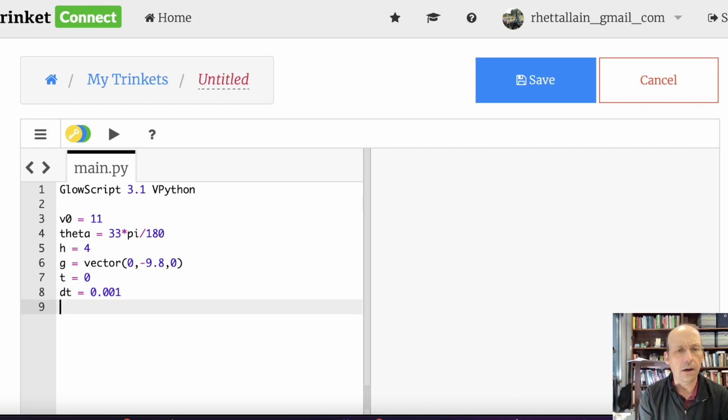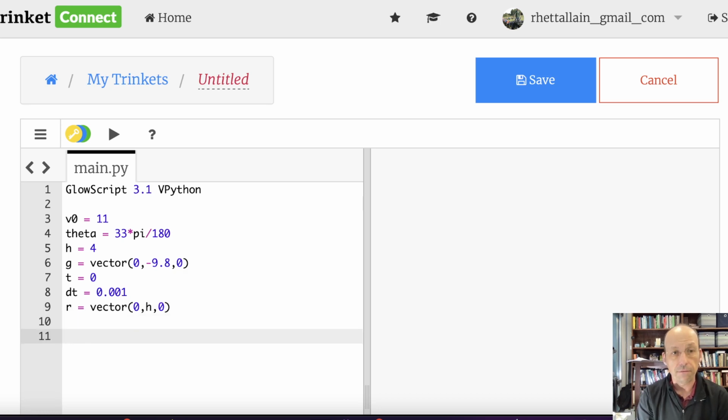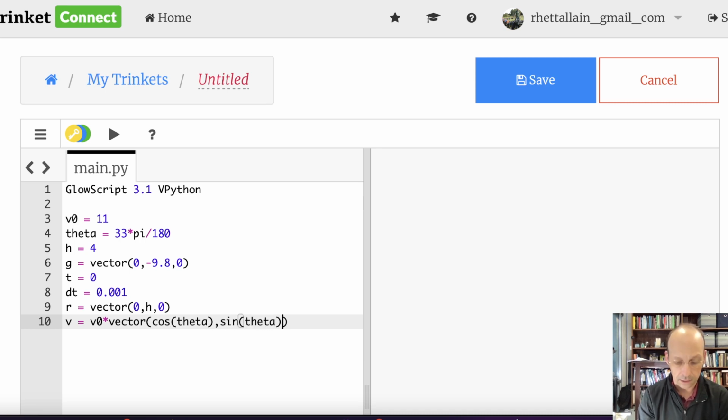Okay, let's say r is my initial position. It's going to be vector 0, h, 0. And now I'm going to do this. Let's say v equals vector, it's going to be v0 times the vector cosine theta, sine theta, 0.